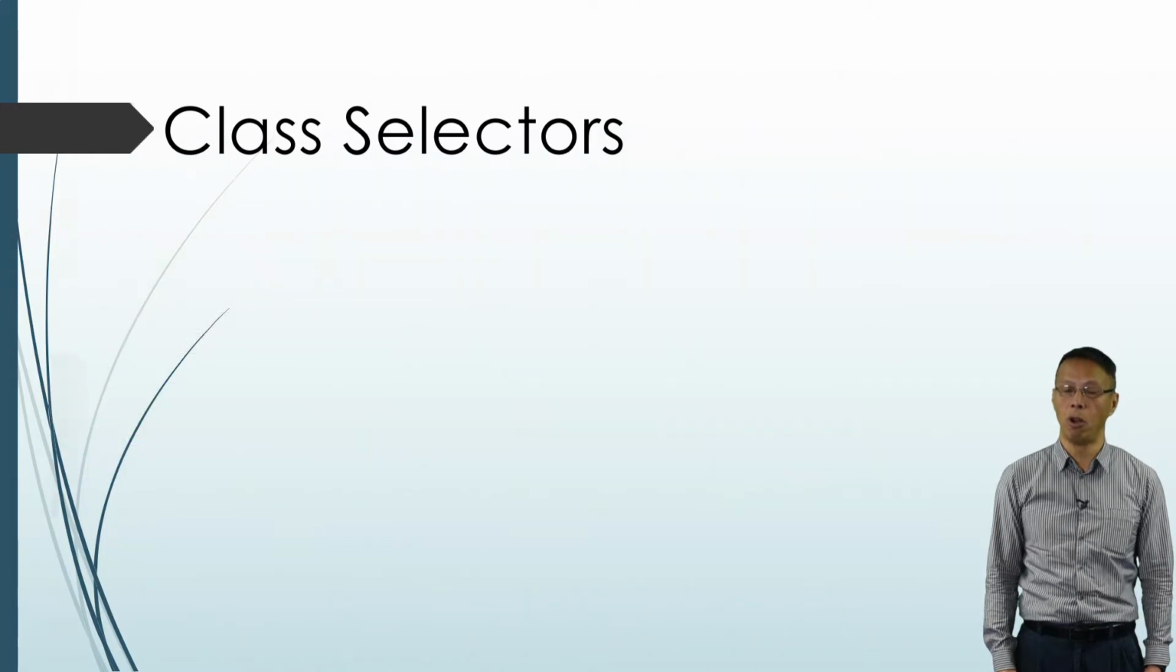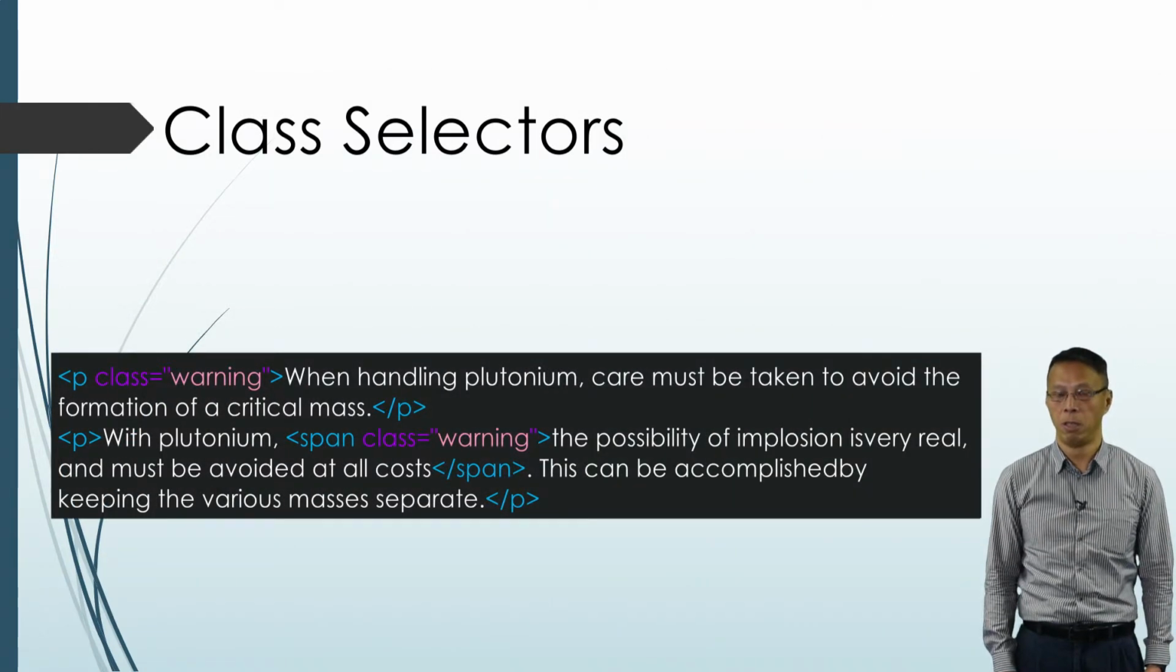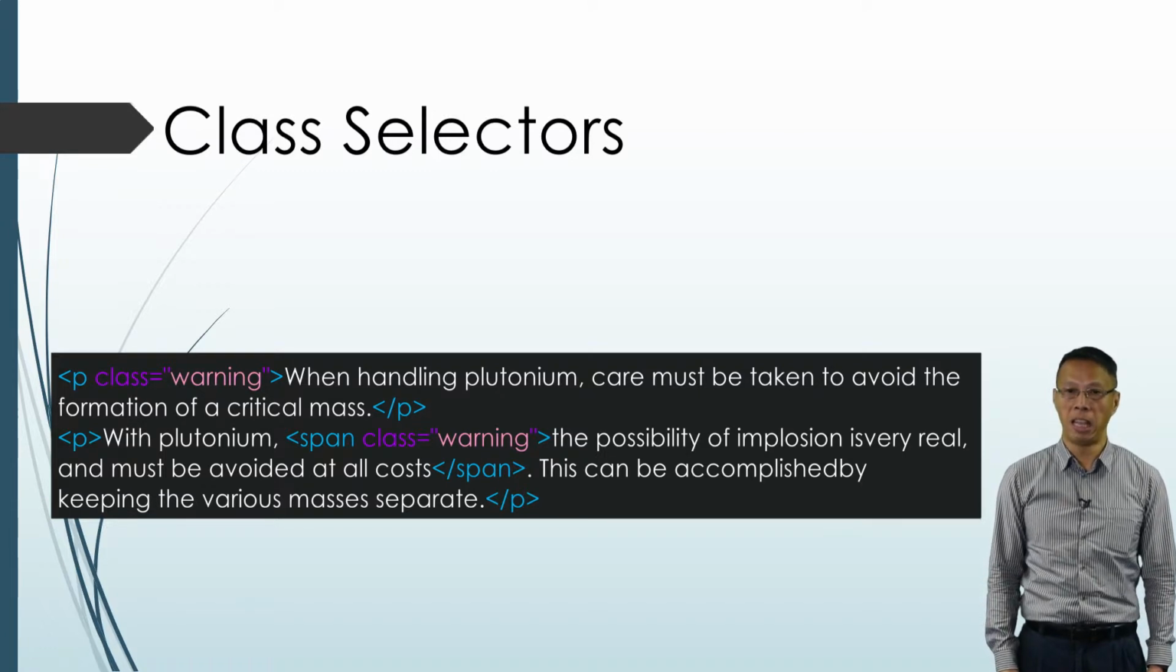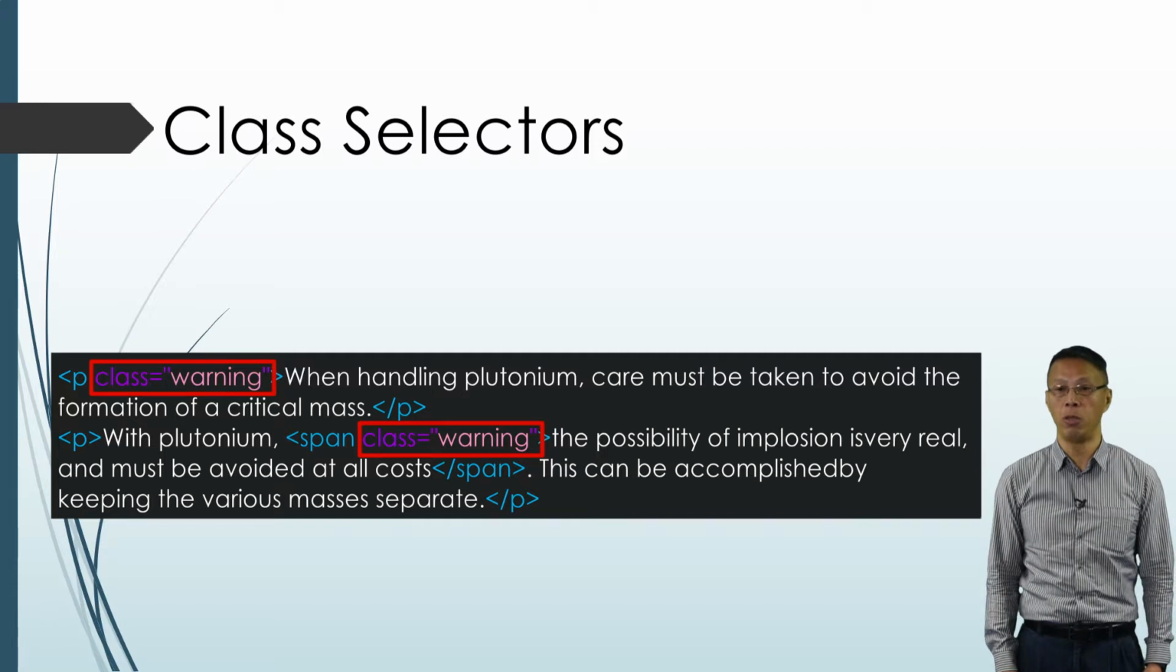Take a look at the source code of HTML here. With the P element, we would like to introduce an attribute, say class, and the value of the class is warning. And that can be used by the CSS file. So in this example, I have P class equal to warning, as well as in the second line, the span element, we have class equal to warning also.